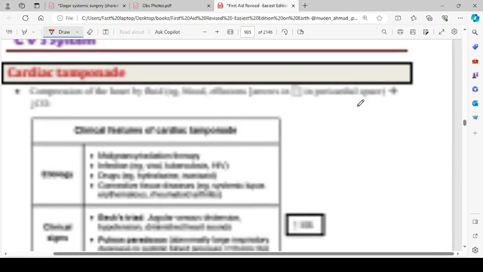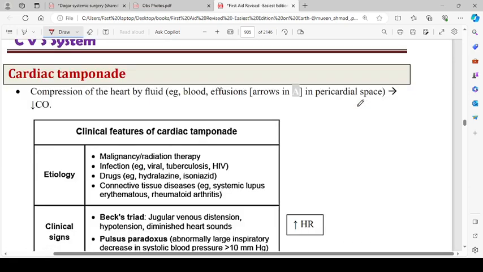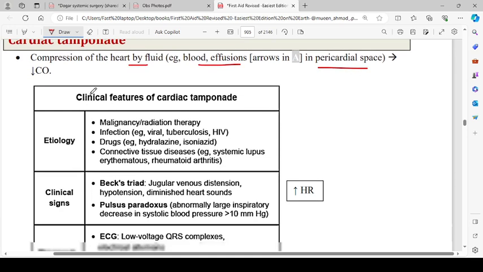So cardiac tamponade and pericarditis are kind of similar. Like in fibrinous pericarditis, it is a fibrinous exudate which is present in the pericardial cavity. In cardiac tamponade, it will either be blood or maybe some sort of fluid. So it is compression of the heart by a fluid, blood or effusions in the pericardial space that will decrease the cardiac output.